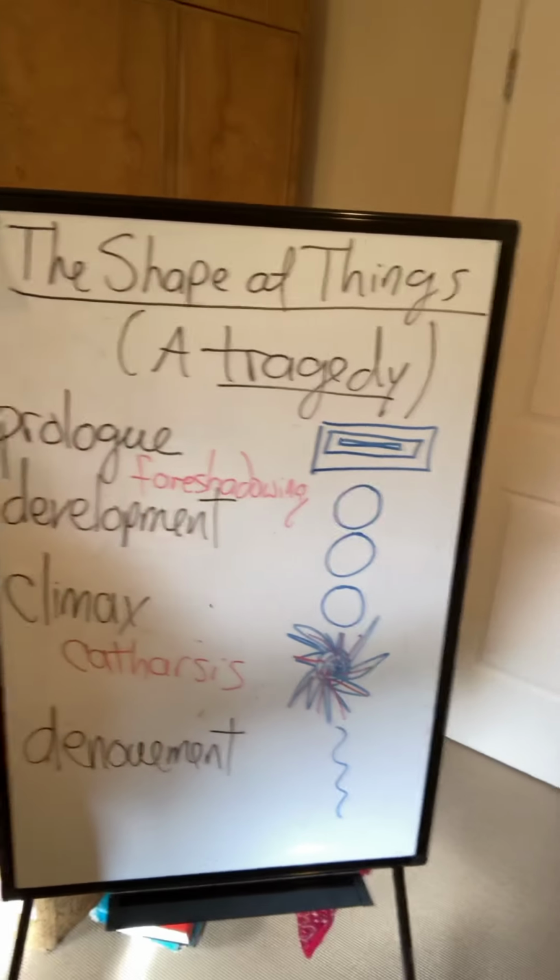The Shape of Things is the example of a play that we'll be looking at this term. It's our only dramatic text. When I say dramatic, I mean it was meant to be a play. It was meant to be performed. And it's a contemporary text. It was written in 2001, I think, or 2000.